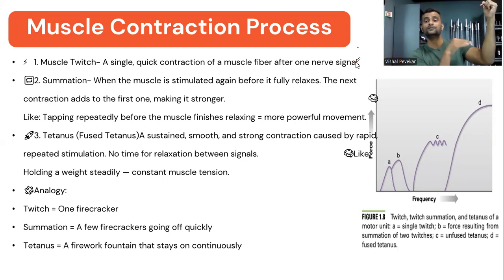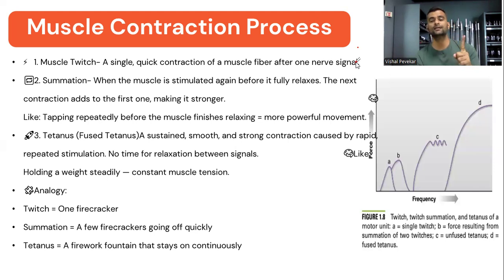For it to stay continuous for a longer contraction, what you need is back to back signals. So it's like doing this. Now there's already one signal, and before the muscle relaxes, there's already another signal. So two signals attaching together, causing something, and that something is called a summation.